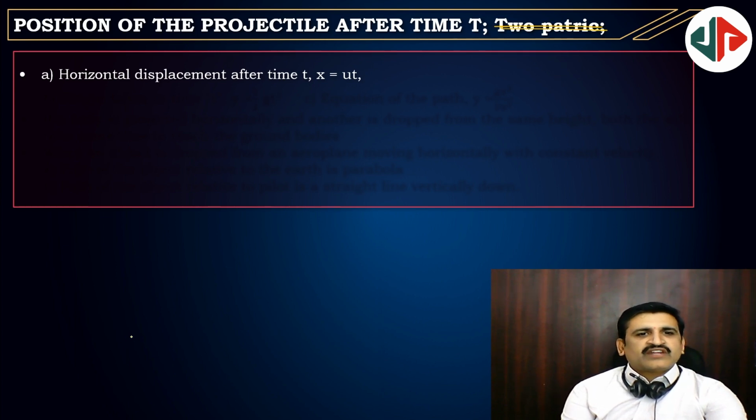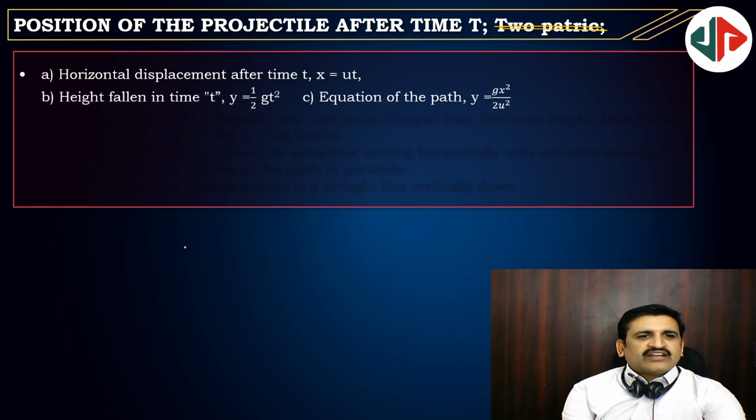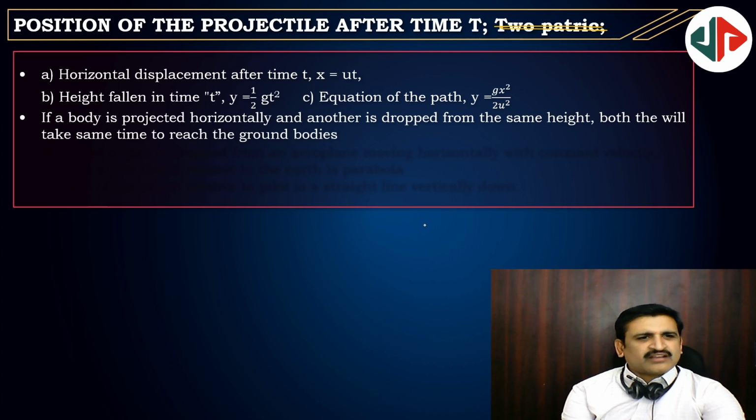Horizontal displacement after time t is x equal to ut, of course, and height of fall is y equal to half gt square, correct. The trajectory is y equal to half g x square by u square. These are the horizontal projectile points only.